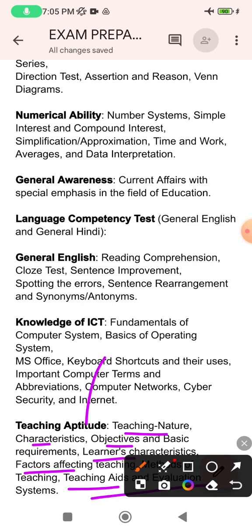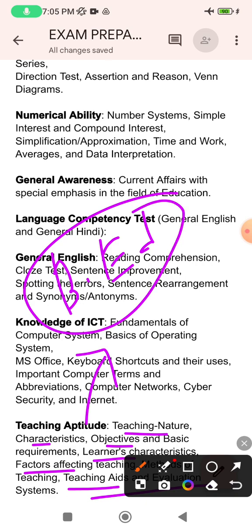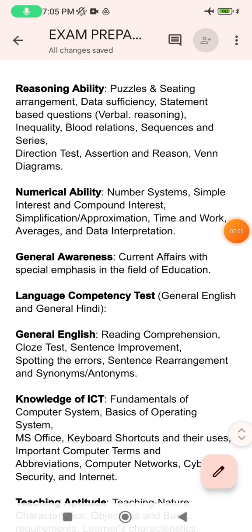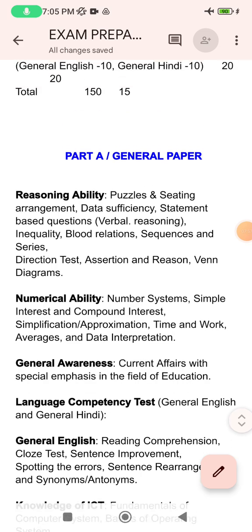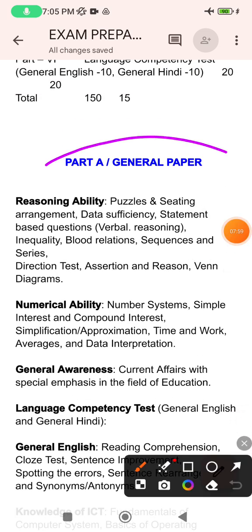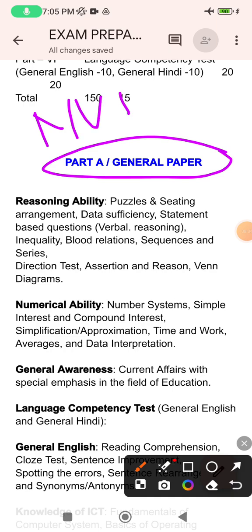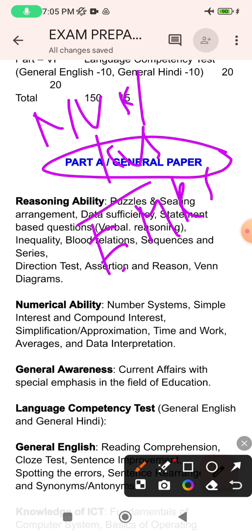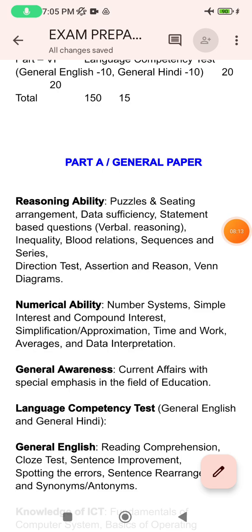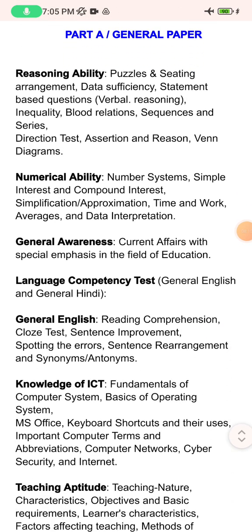So here you'll get this from your B.Ed or D.El.Ed, whatever you have done. So this is all about your Part A. This is applicable for your NVS, for KVS and EMRS, and for DSSSB also, means all sorts of exams, centralized one, Part A. These are the topics.